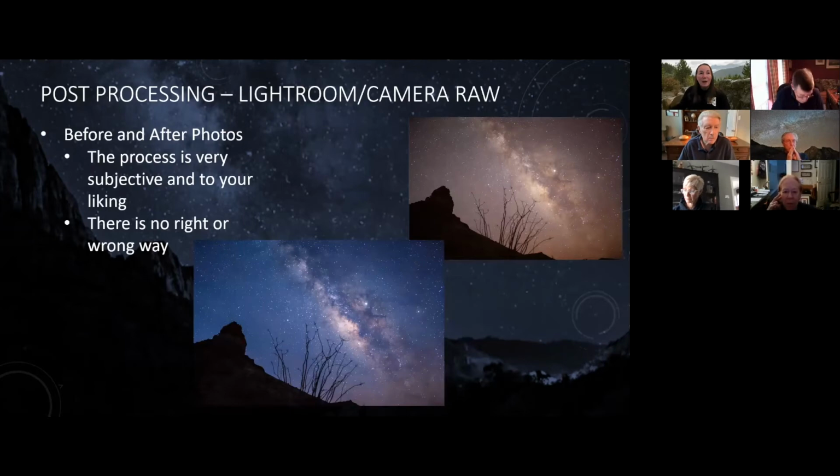So this is the before and after. So again, the process is very subjective. This one is the original. So you can see the daylight is very orange. And then this is for Lightroom processing. This was my final, and you've got the core here. This is what we're all wanting to shoot, this core, because that is the most beautiful part of the Milky Way. And there's no right or wrong. It's all up to you.